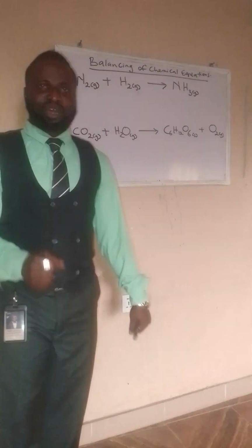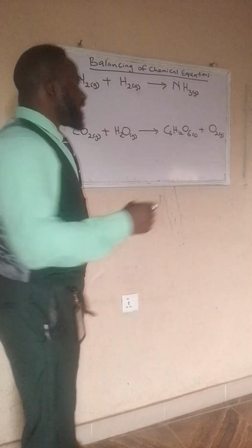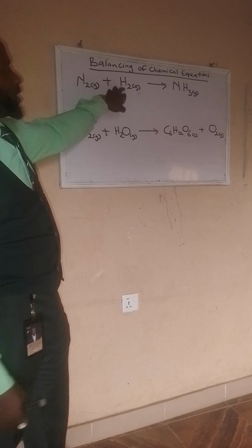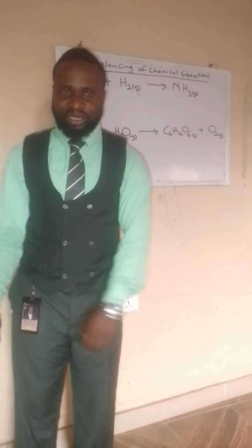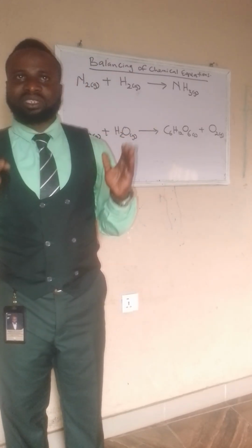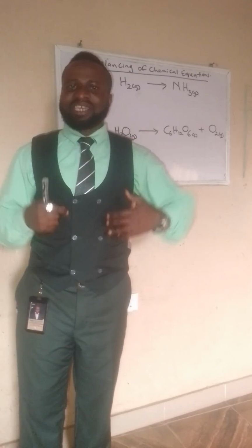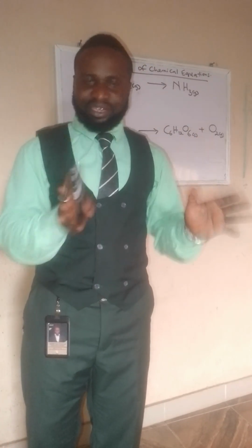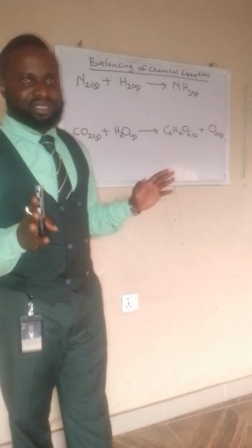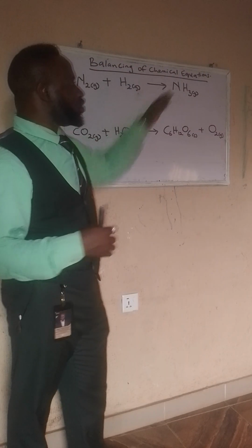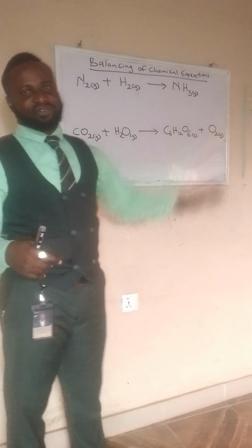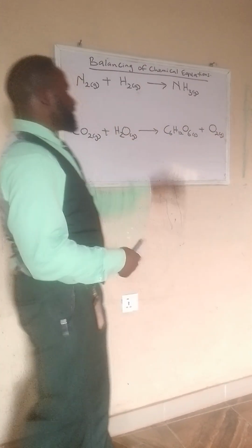Now this is one thing I would like to start with: in chemical equation balancing, you do not have any business with what I would call the subscript number on any chemical formula. If you change the subscript number of any chemical formula, it means you have changed the chemical composition of what is involved in that reaction. So you cannot tamper with it. What you balance is the number of moles of reactants reacting or products formed. So let's start with the first one.